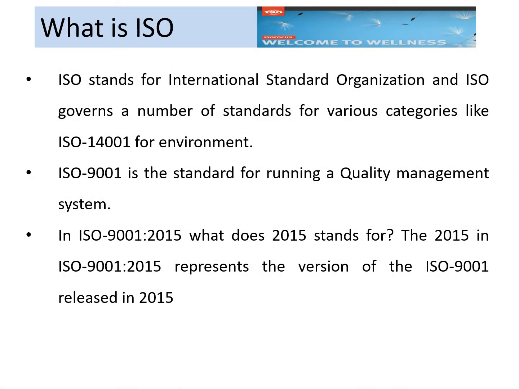So begin with, what is ISO? ISO stands for International Standard Organization, and ISO governs a number of standards for various categories. For example, if you want to go for certification under quality management system, you will go for ISO 9001. If you want to prove that you're compliant to environmental management system, you will go for ISO 14001. And there are various other standards which ISO governs.